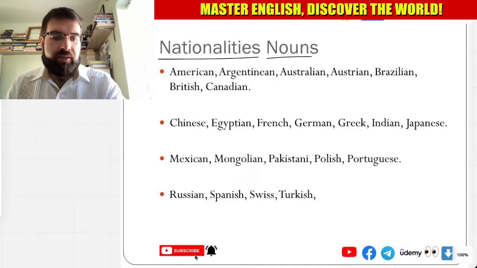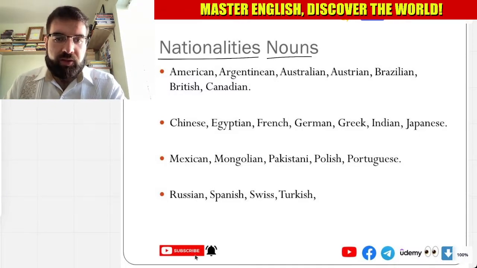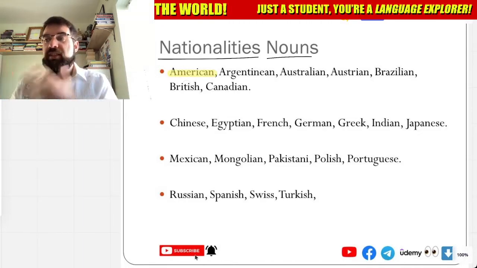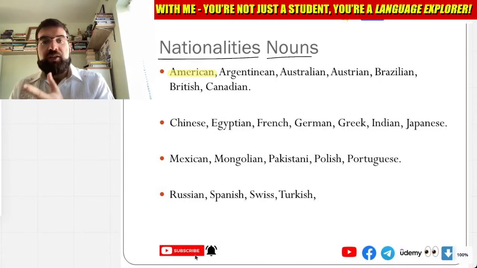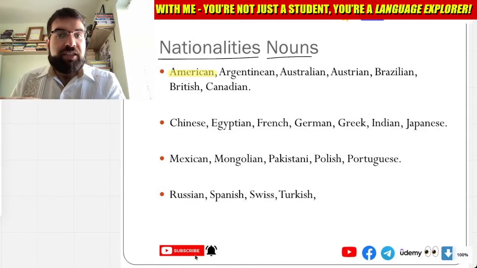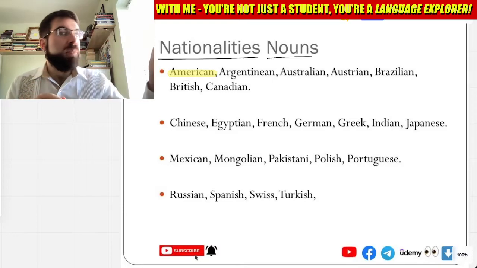Muy bien. So, primero tenemos estadounidense. Estadounidense. So, American. Estados Unidos. Estadounidense. American. United States of America. American.